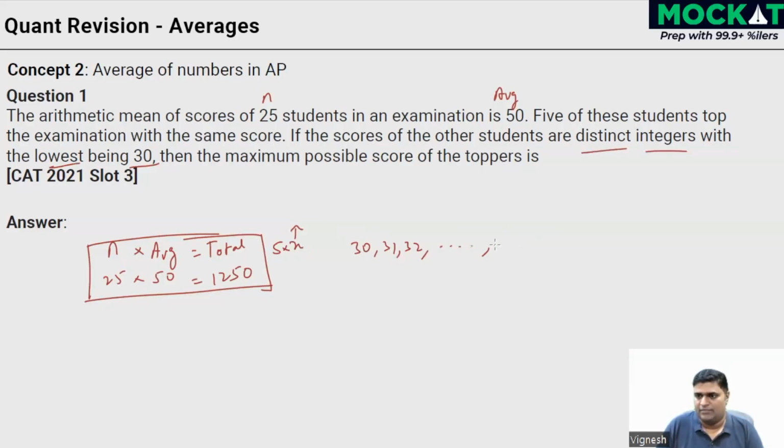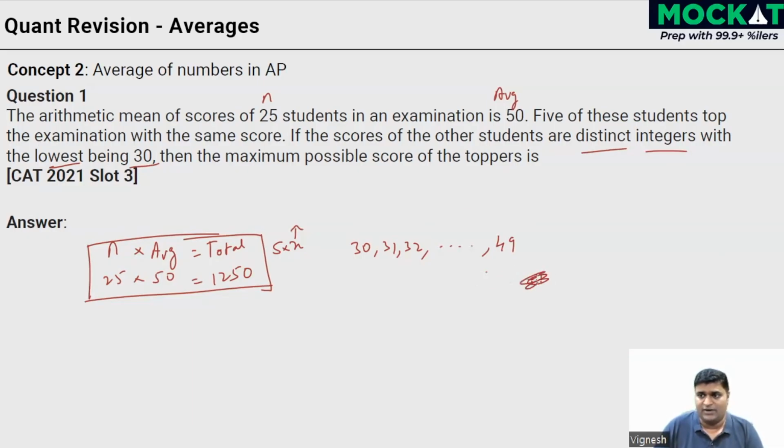Starting from 30, I need 20 distinct scores. It's going to end with 49 over here. 30 to 49. How am I getting 49? Not 50, why not? Because 30 to 50, both inclusive, is 50 minus 30 plus 1, right? I have to add 1. We've seen that in the numbers, right? Counting consecutive integers: y minus x plus 1, both inclusive.